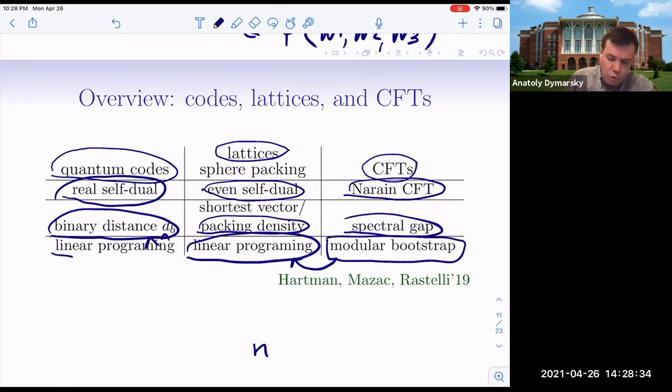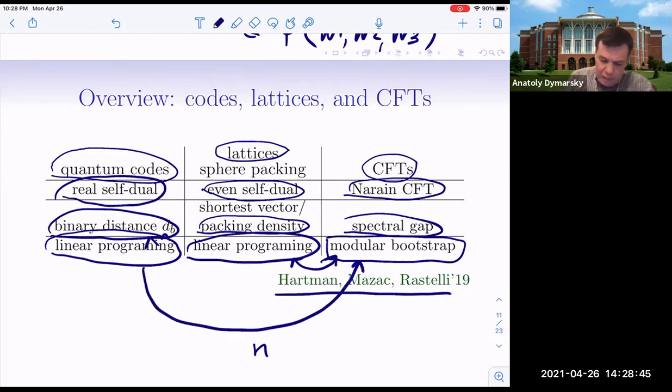And our story basically goes in parallel. So this is the work by Hartman, Mazac, and Rastelli, and our work goes like that. We are basically saying that modular bootstrap reduced to some other ansatz reduces to linear programming at the level of codes. This is, I think, the conceptually important takeaway, so let me repeat it. If you start with the modular bootstrap, which is immense, and reduce it somewhat in a special way, you get the linear programming formulation, which people already saw in the context of sphere packing.